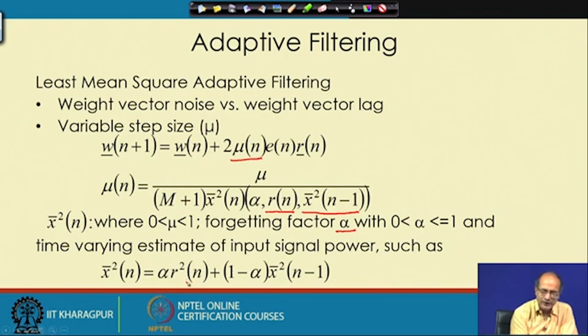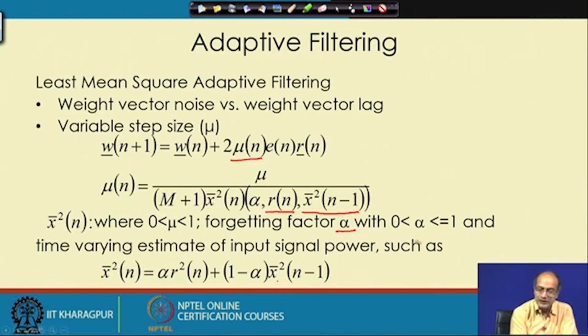So, if we start with the situation where Rn was 0 before the start, what is happening? If we make alpha equal to 1, it will change directly with that reference signal, because there will be no contribution of the previous value of the x bar square. And if we make alpha equal to 0, then there would not be any updation, because there is no contribution of Rn square; it will go only with the previous value of the x bar square.